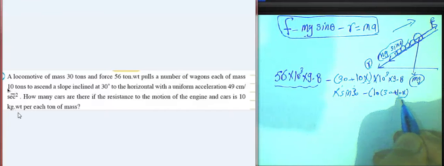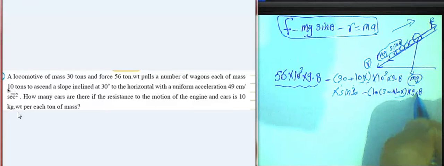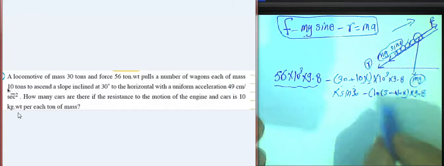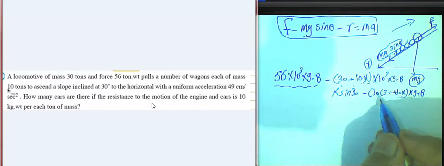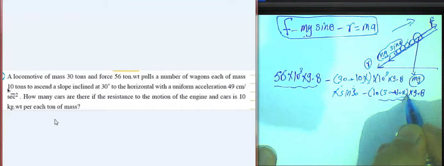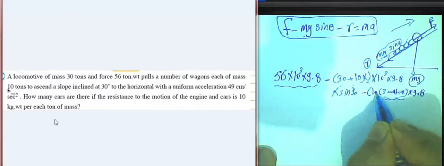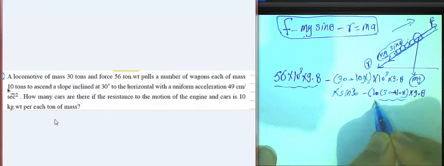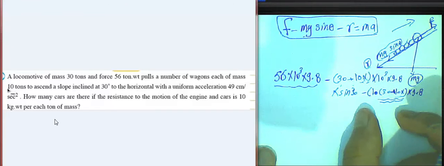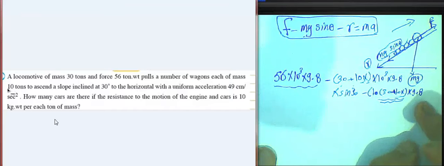We multiply by 9.8 to convert to Newton. So R we must convert from kilogram weight to Newton. Again, he told us here, look at here, the resistance to the motion of the engine and the cars is 10 kilogram weight per each ton of mass. How many tons? We have 30 plus 10x, the number of the weight. Okay, it's a total, and R from each one will be 10. 10 multiply this weight, the result will be kilogram weight, but we must convert to Newton. We must multiply by 9.8.